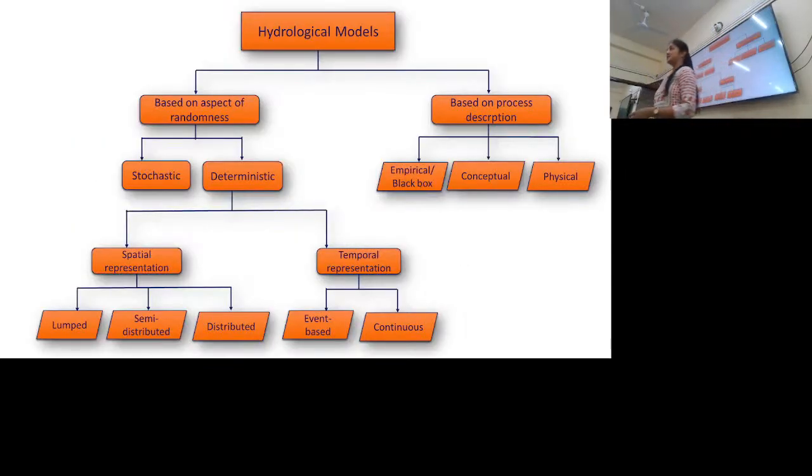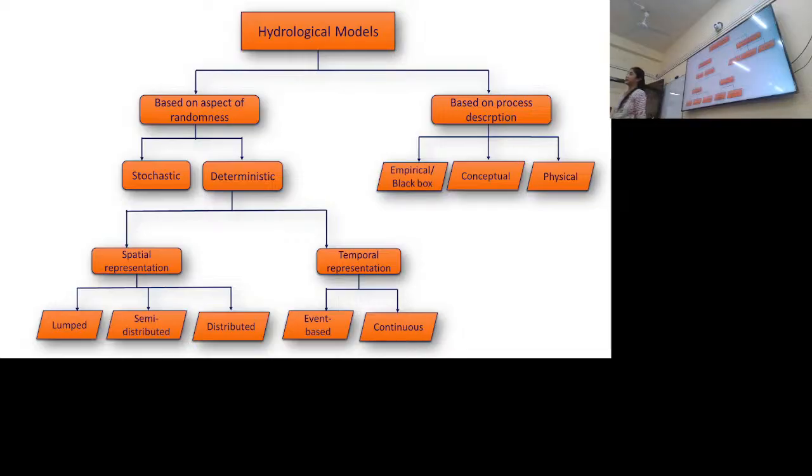Then there are different types of hydrological models, based on the aspect of randomness, process description, and spatial and temporal resolution. First, based on the aspect of randomness, it can be a stochastic model or a deterministic model.